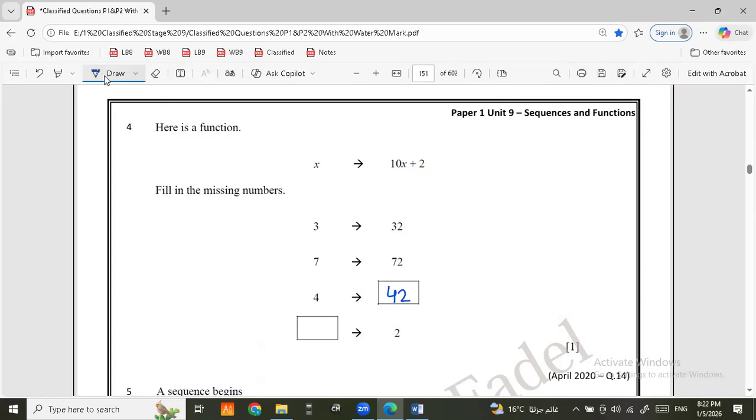But if I have 2 as the output, it just means that you're going to say 10x plus 2 is equal to 2, and solve the equation to find x. So 10x equals 0. Divided by 10, x equals 0. I want to try it. Okay, no problem. 10 times 0, 0 plus 2 is 2. That's it.